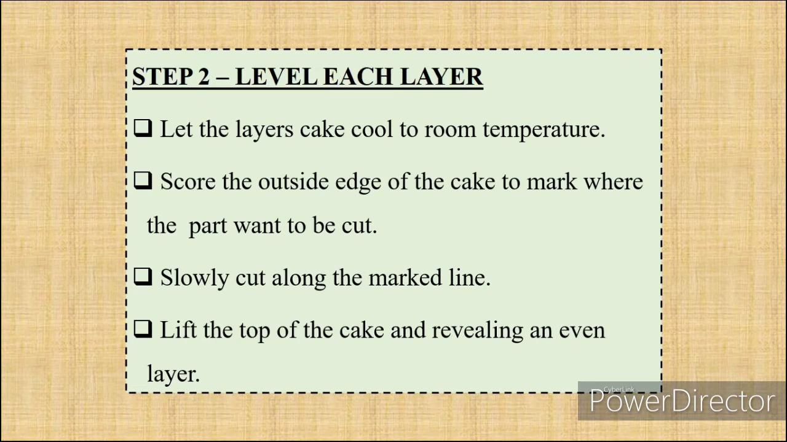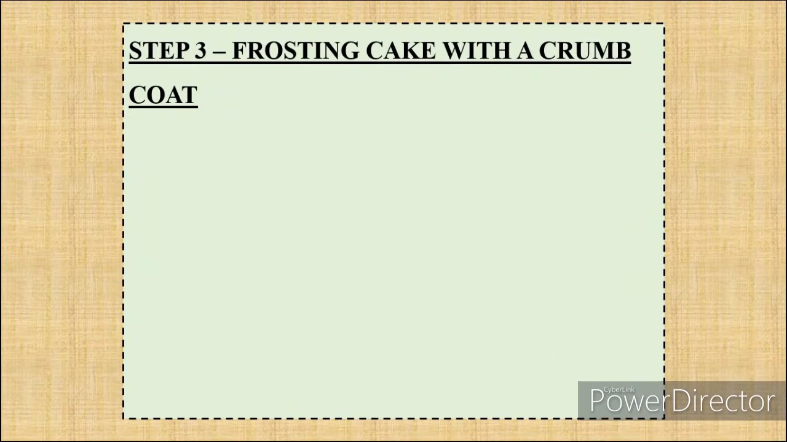Okay, we move to step 3. Step 3 is frosting cake with a crumb coat. For frosting the cake, you need to assemble the cake first, and it is recommended to assemble the cake on a rotating cake turntable to make handling easier.